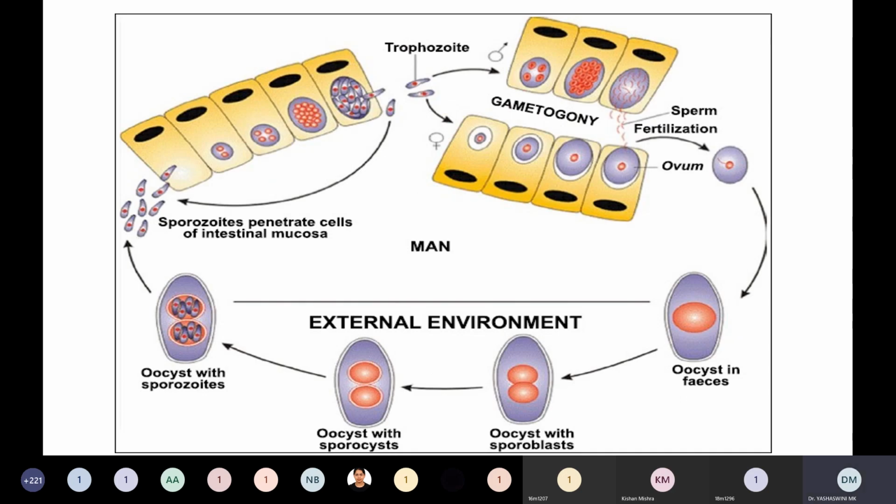So again, in the picture you can see here the trophozoites which multiply in the intestinal cell; either they can be in the asexual multiplication or they can shift to sexual multiplication.